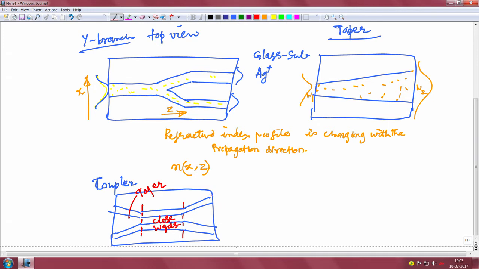Recall that typically these designs are very small, of the order of the wavelength of light. The widths are of the order of the wavelength of light. Typically on glass or lithium niobate they could be about 4 micrometers. On silicon waveguides they are a fraction of a micron, 0.5 micron typically. So, here also we have the refractive index varying along the propagation direction.